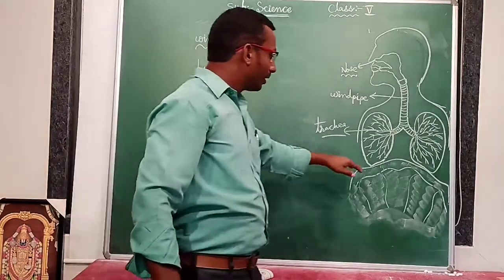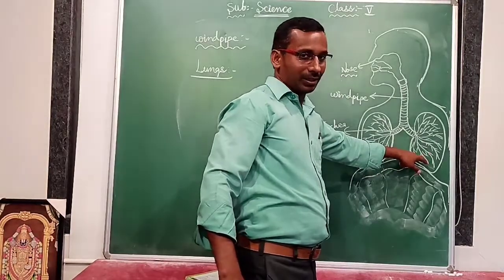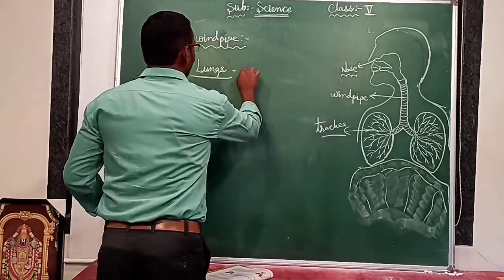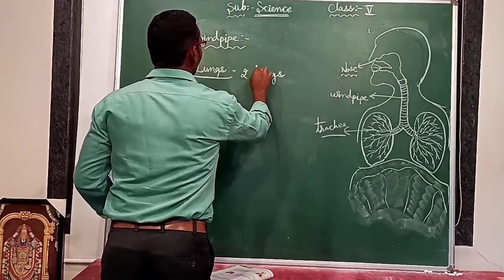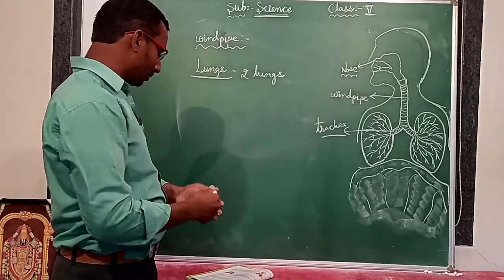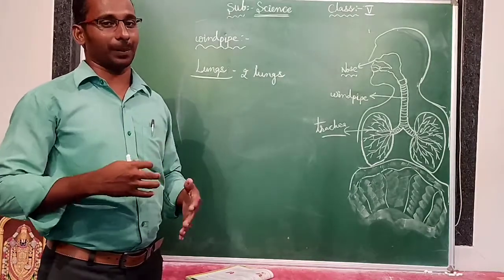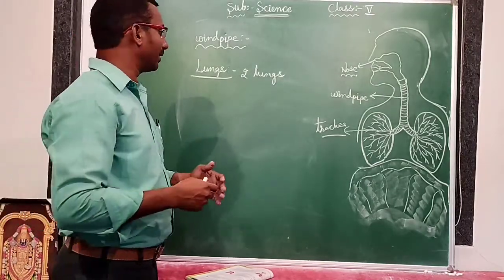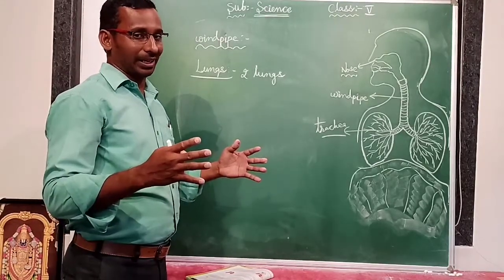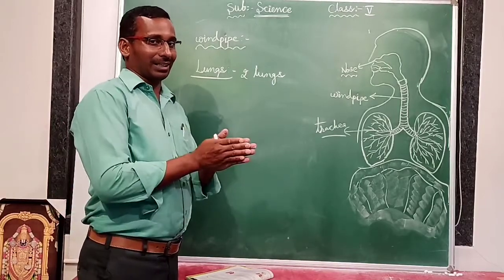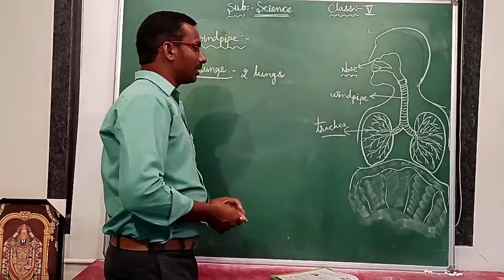So how many lungs are there? Here on the left side one lung is there, on the right side one lung is there. So we have two lungs in our chest region. These two lungs are very soft, made up of a soft substance. That is why when we take air inside, they expand, and when we release air outside, they contract. Is it clear? So they are like a sponge.